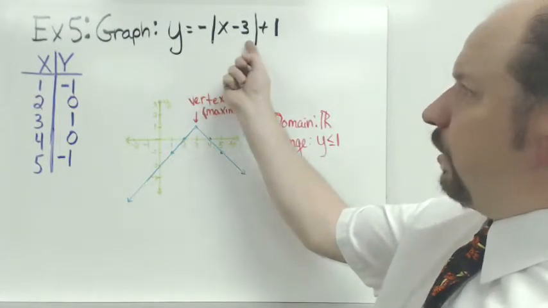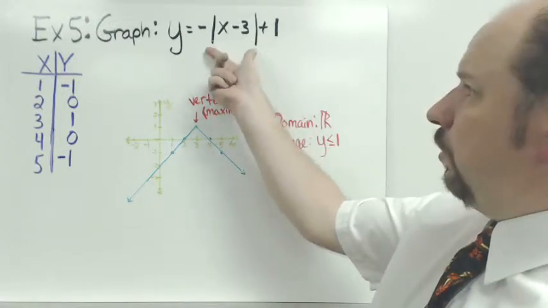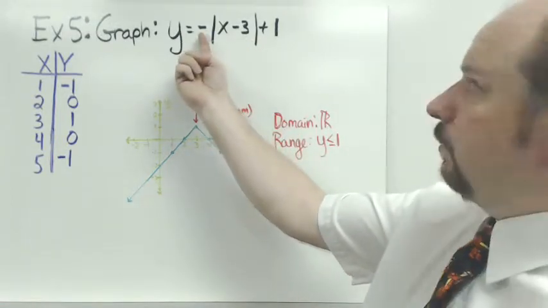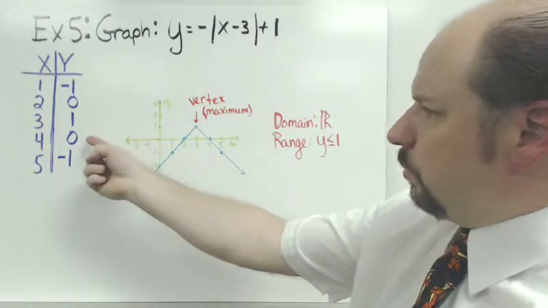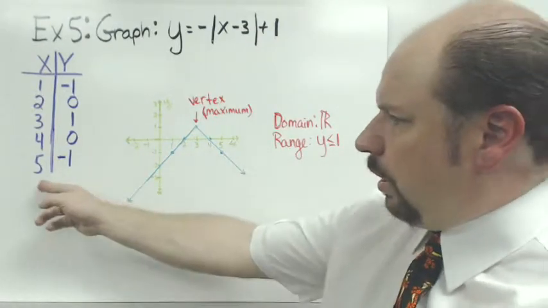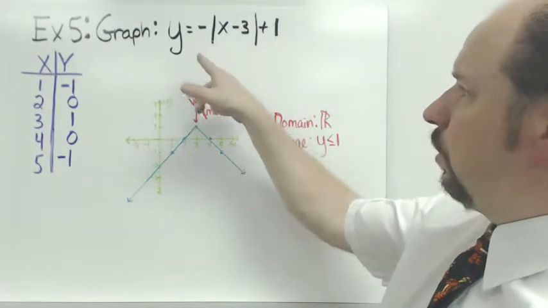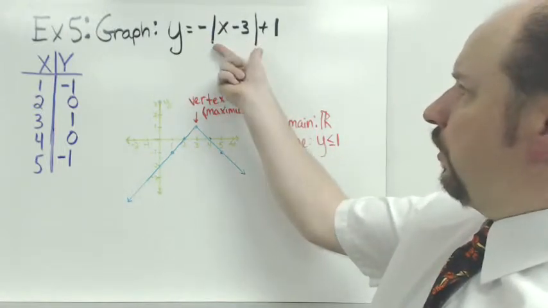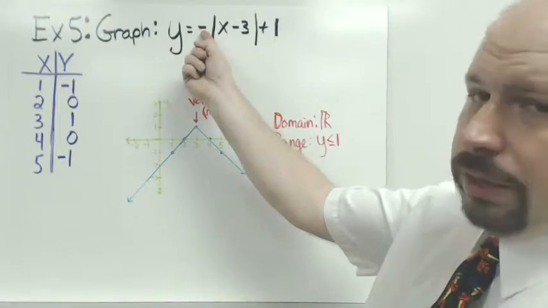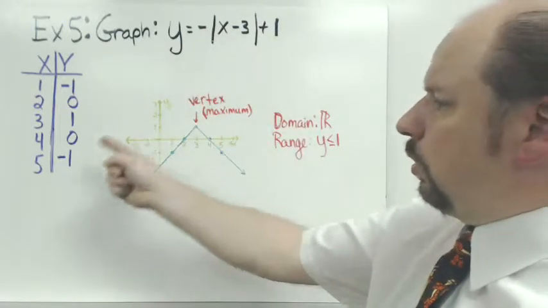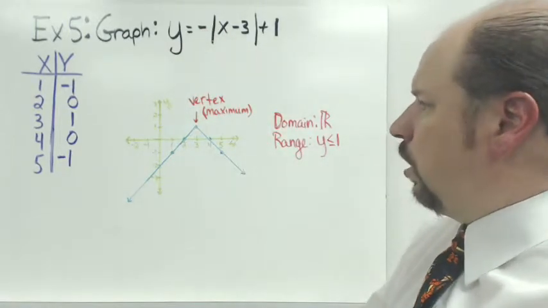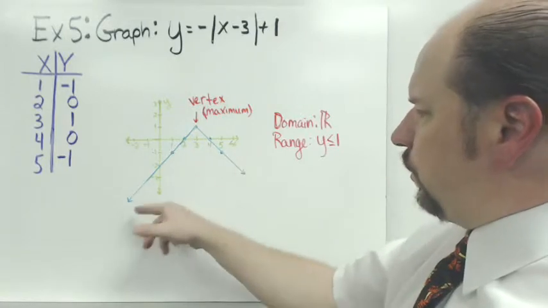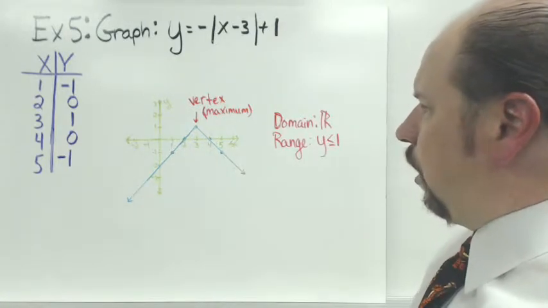4. 4 minus 3 is 1. Absolute value is still 1, but this makes it negative. So negative 1 plus 1 is once again 0. And when we put in 5, 5 minus 3 is 2. Absolute value is still 2, but make it negative. So negative 2 plus 1 is negative 1. Okay, so I've plotted all my points, connected them with a line.